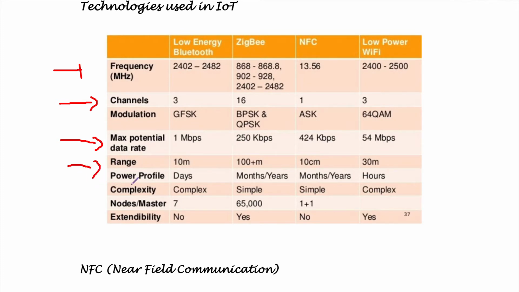Range: for Bluetooth we have around 10 meters, Zigbee we can have 100 plus meters, NFC it's a very short range communication, only 10 centimeters, and Wi-Fi is around 30 meters.